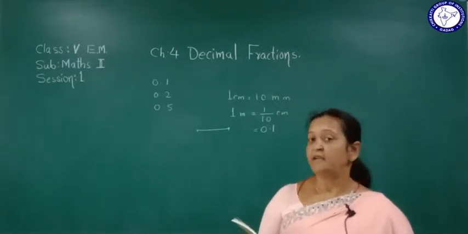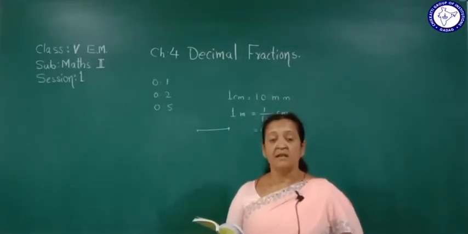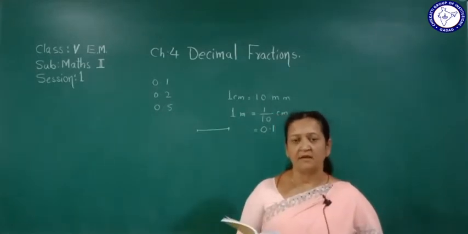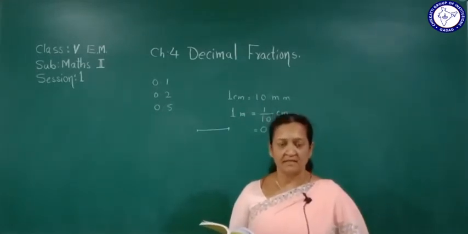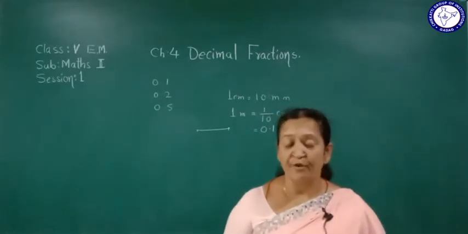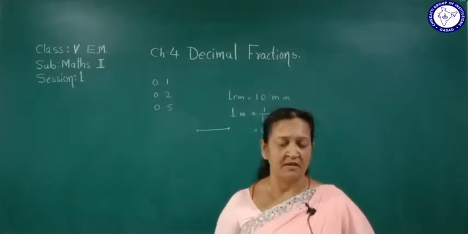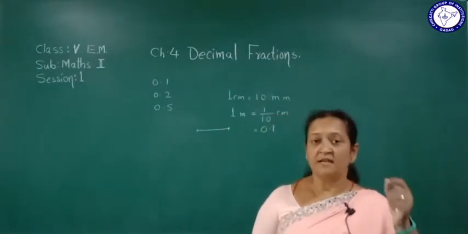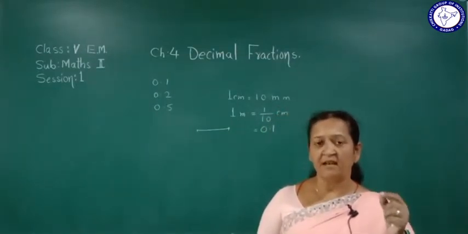Okay. If it is more than 7 centimeters and less than 8 centimeters, then we write 7.1 centimeter, 7.2 centimeter, 7.5 centimeter, 7.8 centimeter, 7.9 centimeter. Okay. So here the decimal parts we write after the point.